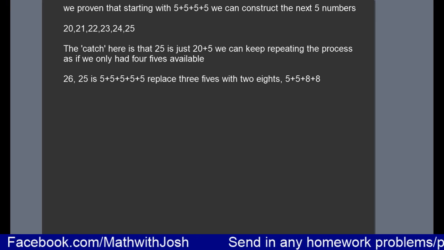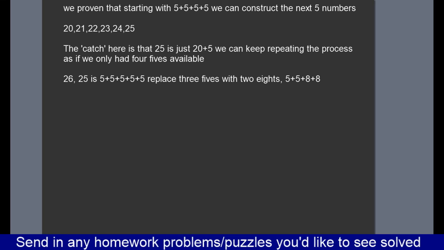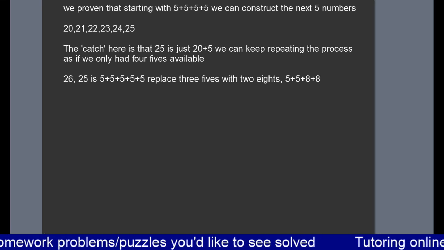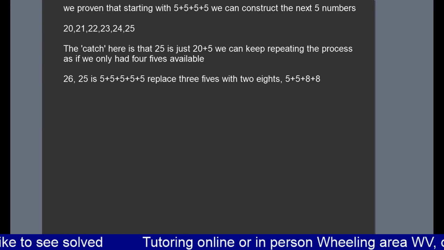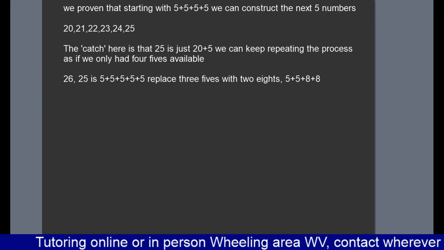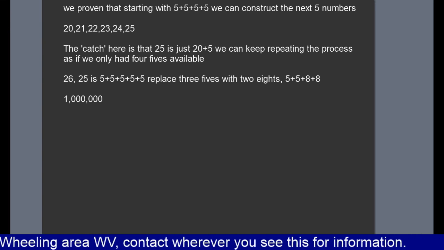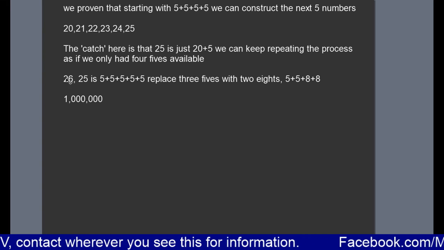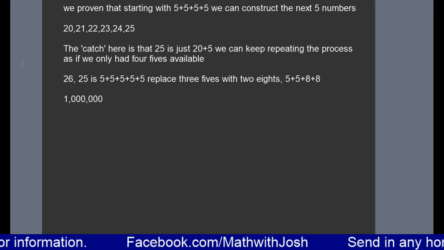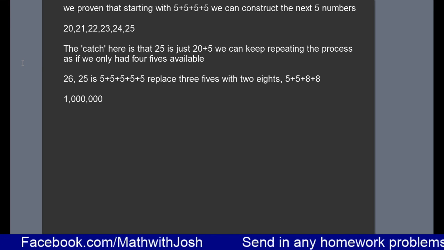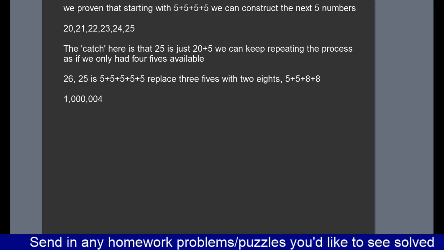And because we can create the next 5 numbers by swapping just 4 of the 5s, this process will let us keep constructing the numbers forever. So let's pick something sort of big just to prove a point. Let's say, how would we order 1,000,000 chicken nuggets? Practical life advice, if you order 1,000,000 chicken nuggets, they're not going to have that many in the store. But say we had 1,000,000 chicken nuggets. Well, so we wanted to order 1,000,004 chicken nuggets.